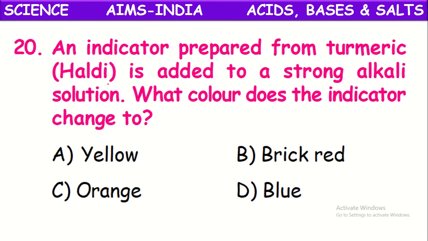An indicator prepared from turmeric or Haldi is added to a strong alkali solution. What color does the indicator change to? Here, what is alkali solution? Alkali solution is nothing but base solution. So, if you add turmeric to base solution, it turns to red color. Okay, turmeric already will be in yellow color. When it is added to a base, it turns to red color.